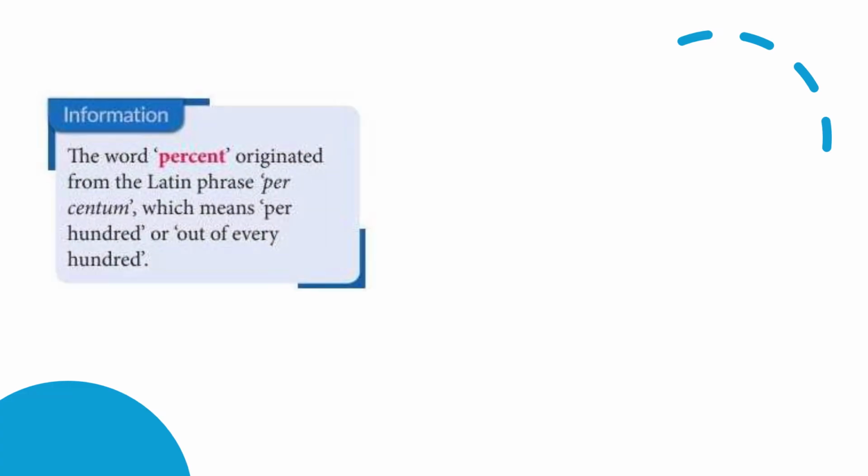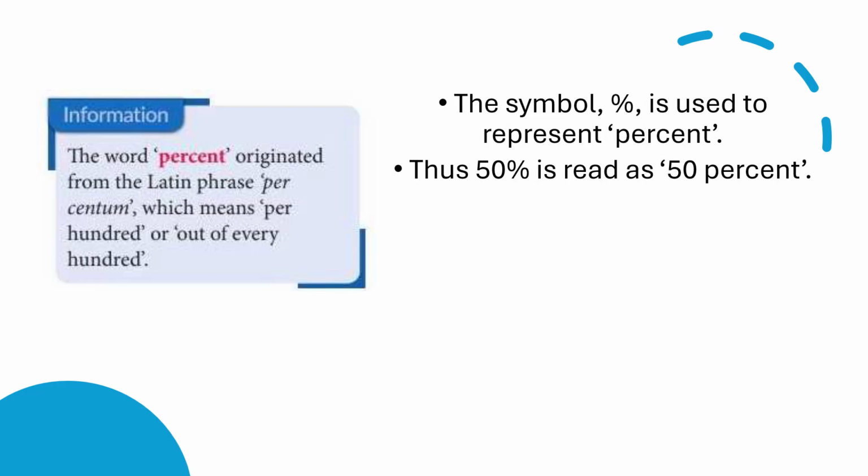The word percent originated from the Latin phrase percentum, which means per hundred or out of every 100. The symbol shown on the screen is used to represent percent. So if you see 50 and then with the symbol, a 0 and then a slash and another 0 at the bottom, it is read as 50%.